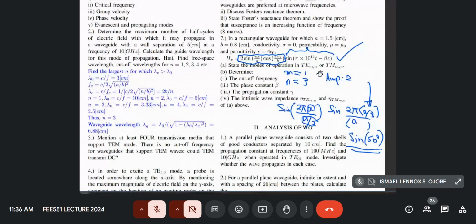The controversy is what I don't get. You're saying some were saying it is TM13 or TE13, and others were saying it is TE13, not TM? Others were saying it was both TE13 and TM13, and others were saying it was TE13. Fine, but you can see even from the question itself, we are saying state the modes of operation. It can be TE or TM, because you can't tell from here, isn't it?